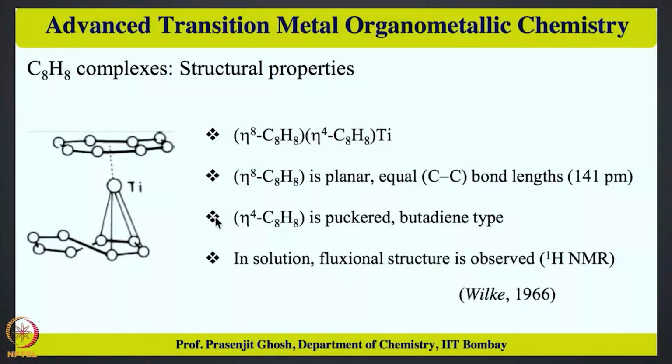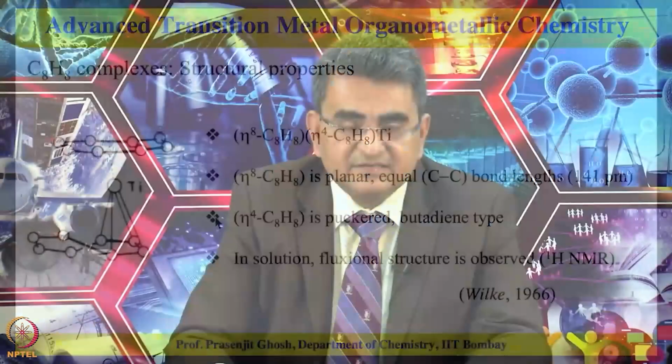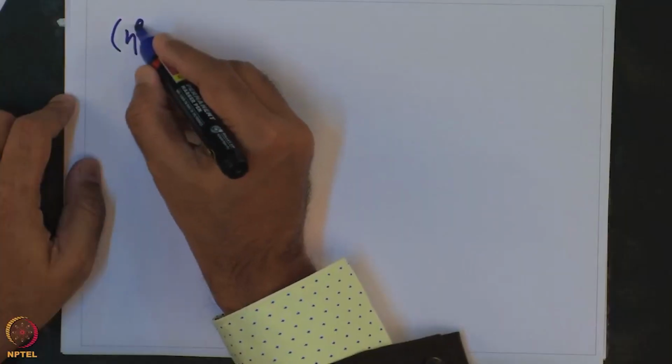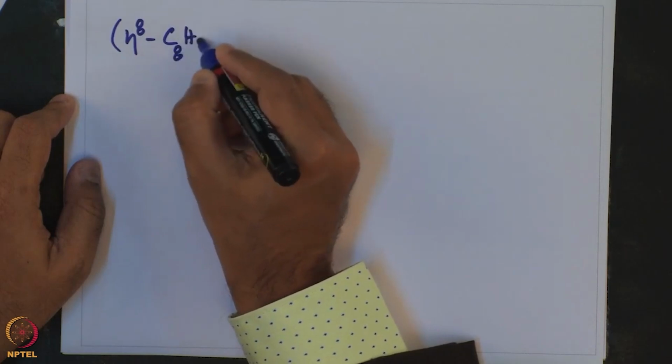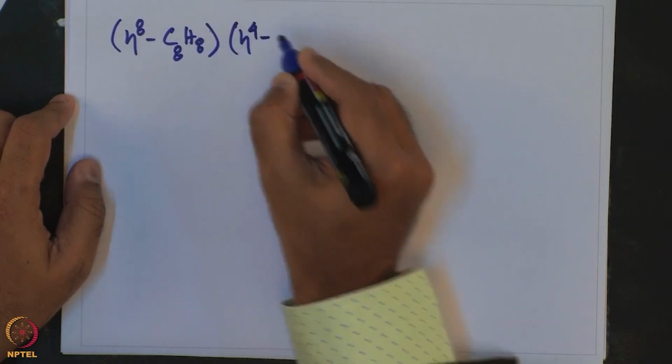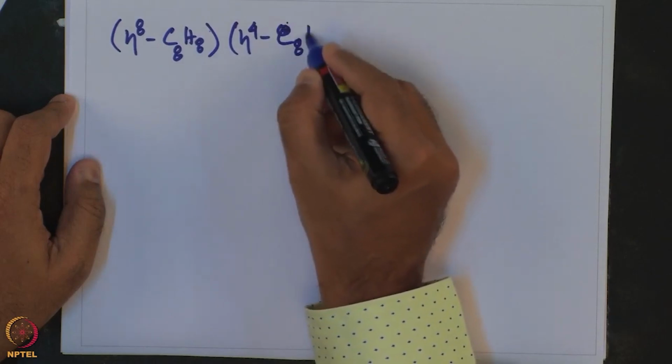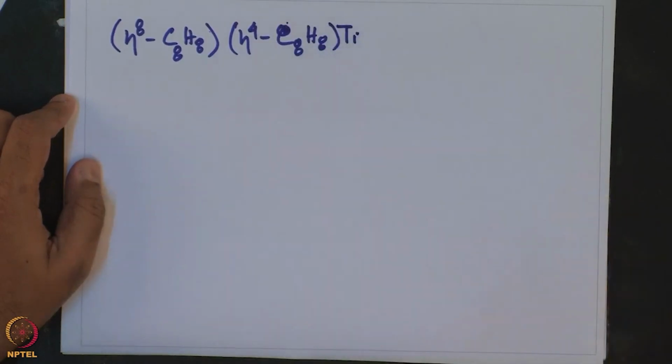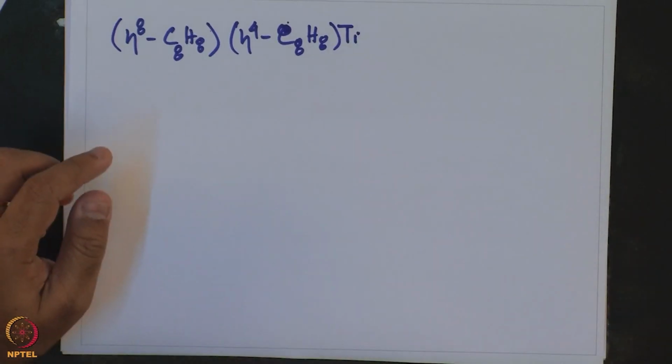And one such example that we are going to be talking about is bis C8H8 complexes. However, the binding of these two C8H8 ligands is quite different, and they bind in two different fashions, one binding in an eta 8 mode and the other binding in an eta 4 mode. A very nice example of this is seen for the complex eta 8 C8H8 eta 4 C8H8 titanium.